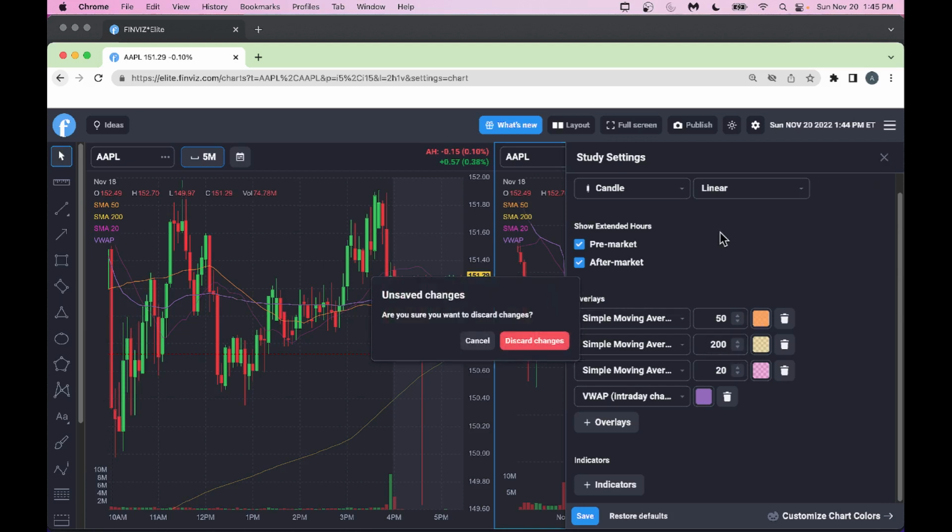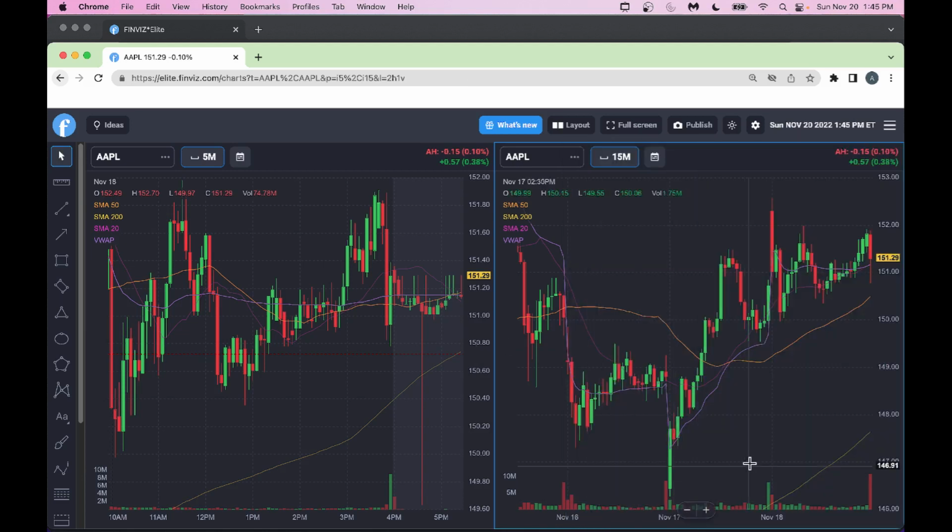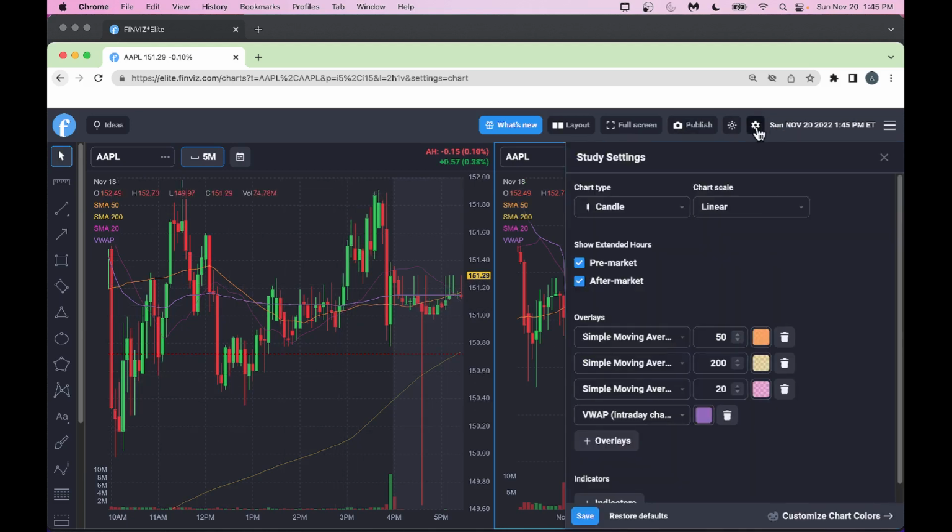Look, it asks you, do you want to discard? I will say I don't want to discard here. I want to save this, and I can say save right here. All right, now we got our VWAP here. And if you want to change something else, you know what, I like this here. So it's got two different settings here. One setting is at the top.